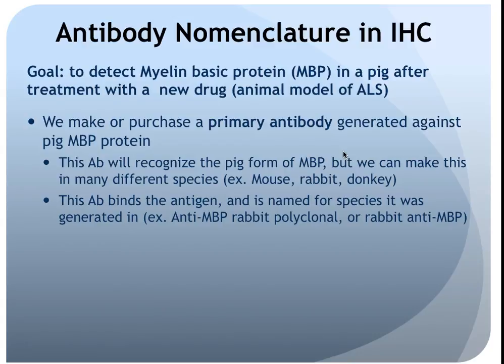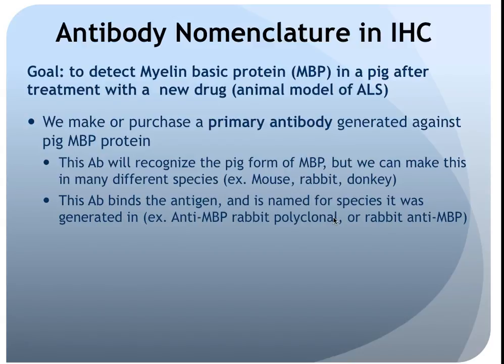So it's important to recognize that, because the antibody that you have against myelin basic protein that's going to recognize the pig form was made in a certain species. So what you're going to end up with is something like anti-MBP rabbit polyclonal, for example. Polyclonal just means basically that it was not a hybridoma cell line, so it can recognize multiple different sites on the protein instead of only just one, in the case of the monoclonal. But I'll go over that in a minute too.